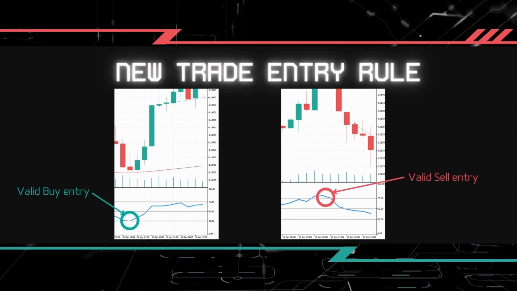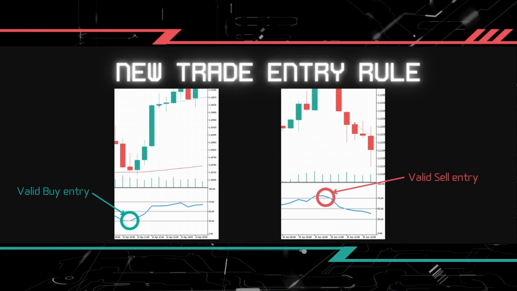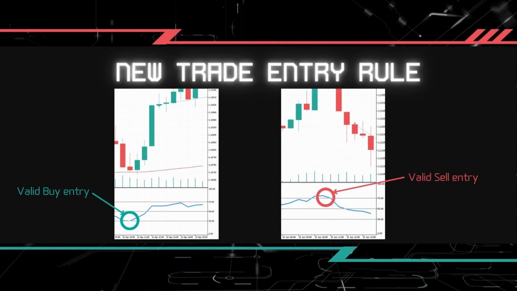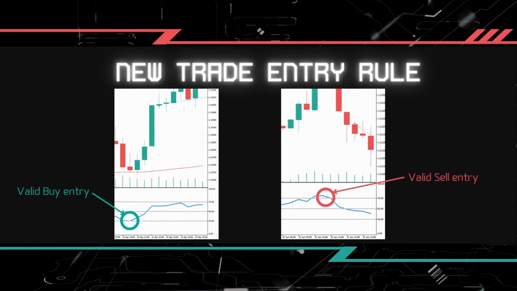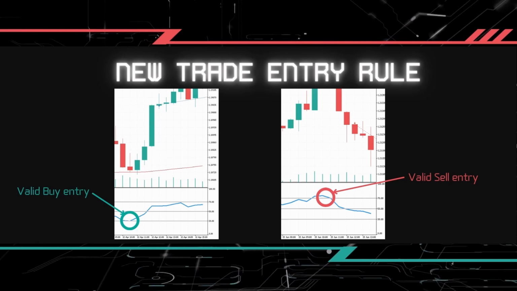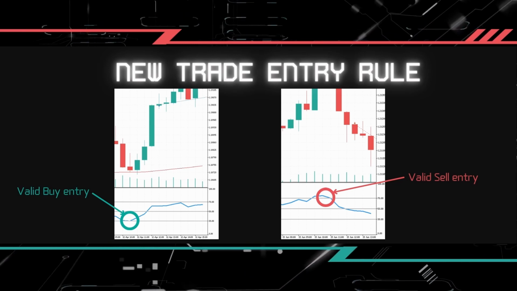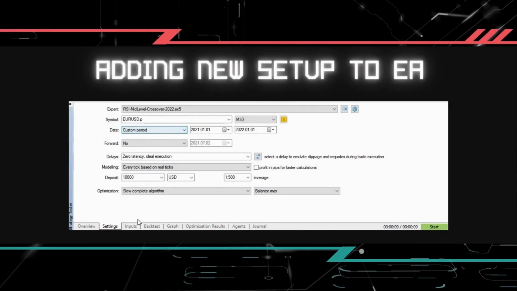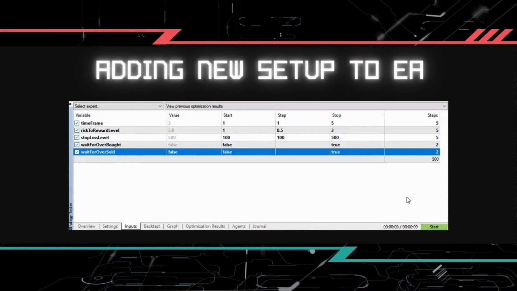We will enter a buy trade when the RSI value crosses above the midline, and only if it has previously entered and exited the oversold level. Similarly, we will enter a sell trade when the RSI value crosses below the midline, only if it has previously entered and exited the overbought level. This new requirement will help us filter out false entry trades when the RSI value is ranging between the 50-level midline. We have included this rule into our expert advisor and we let it run for the whole year of 2021.